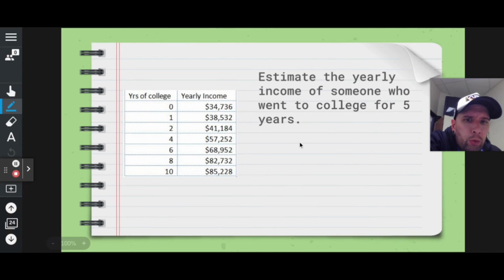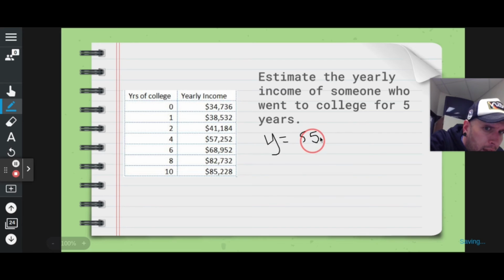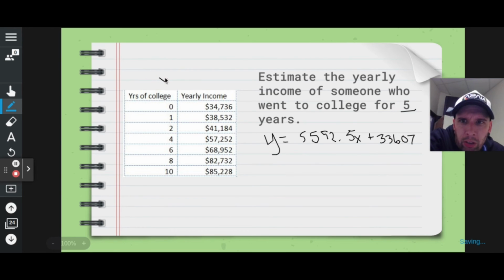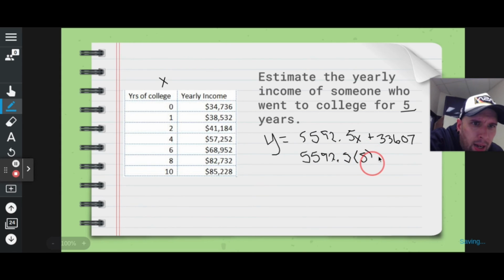Estimate the yearly income of someone who went to college for 5 years. The equation that I wrote down was y equals 5592.5x plus 33,607. 5 years of college represents the x value, so I'm going to type this into my calculator: 5592.5, replacing x with 5, and then add 33,607. That would be a good estimate.